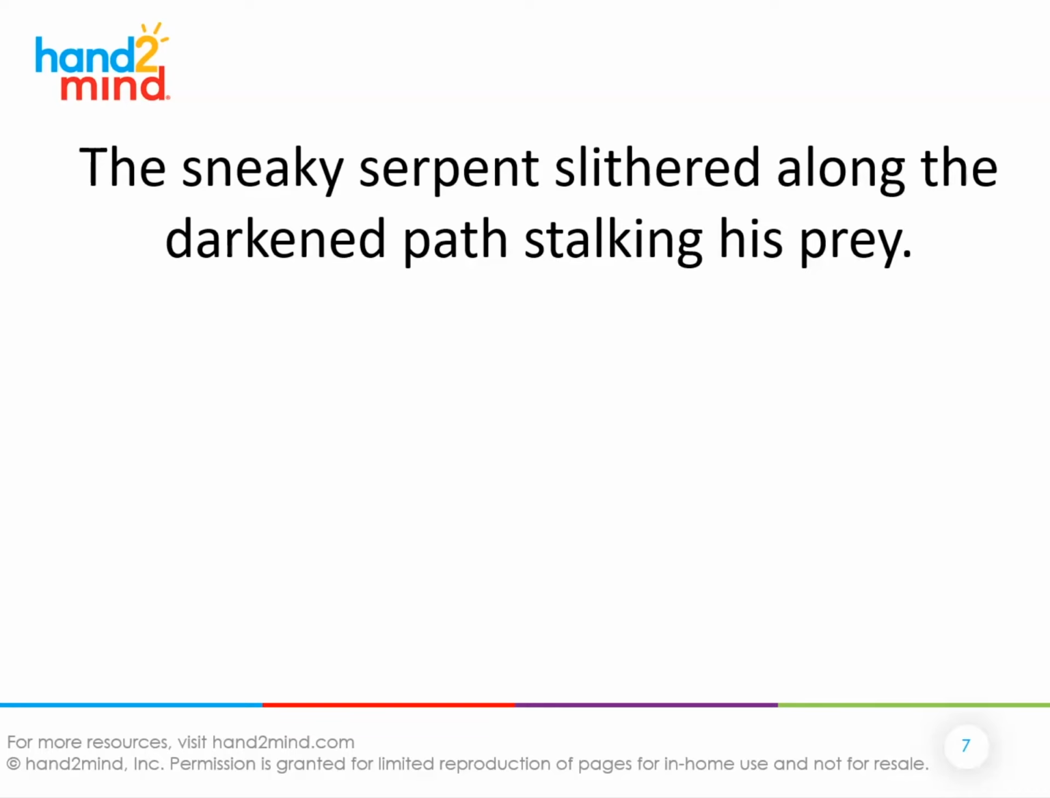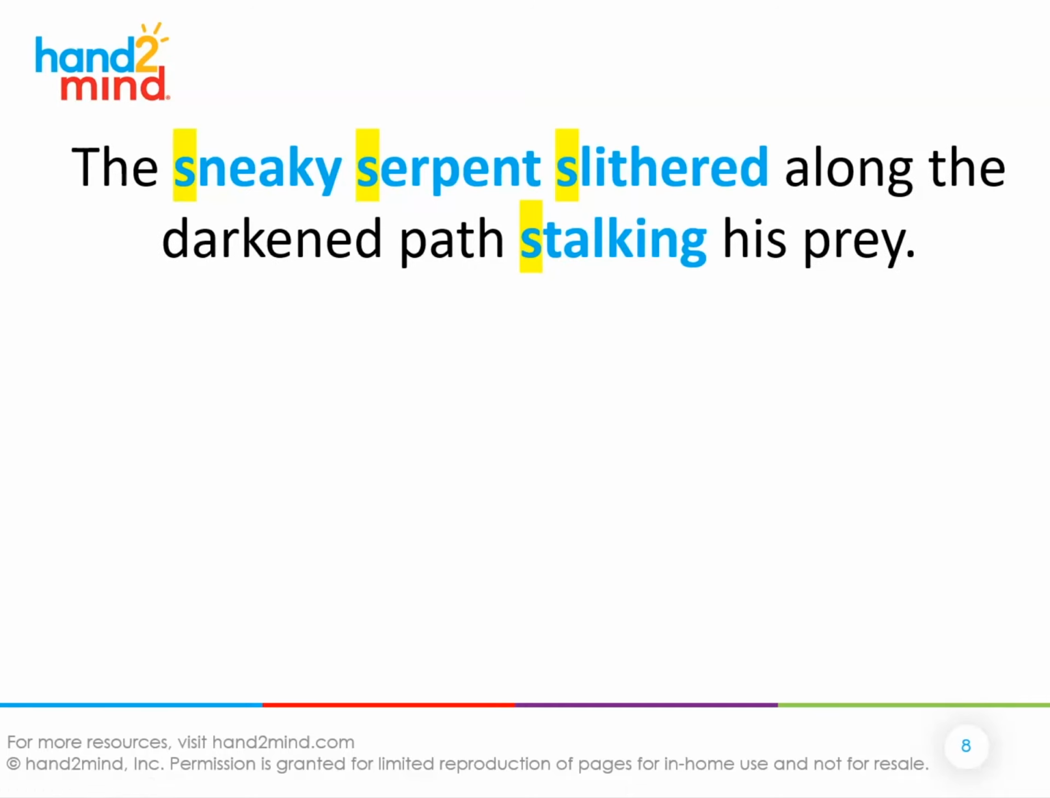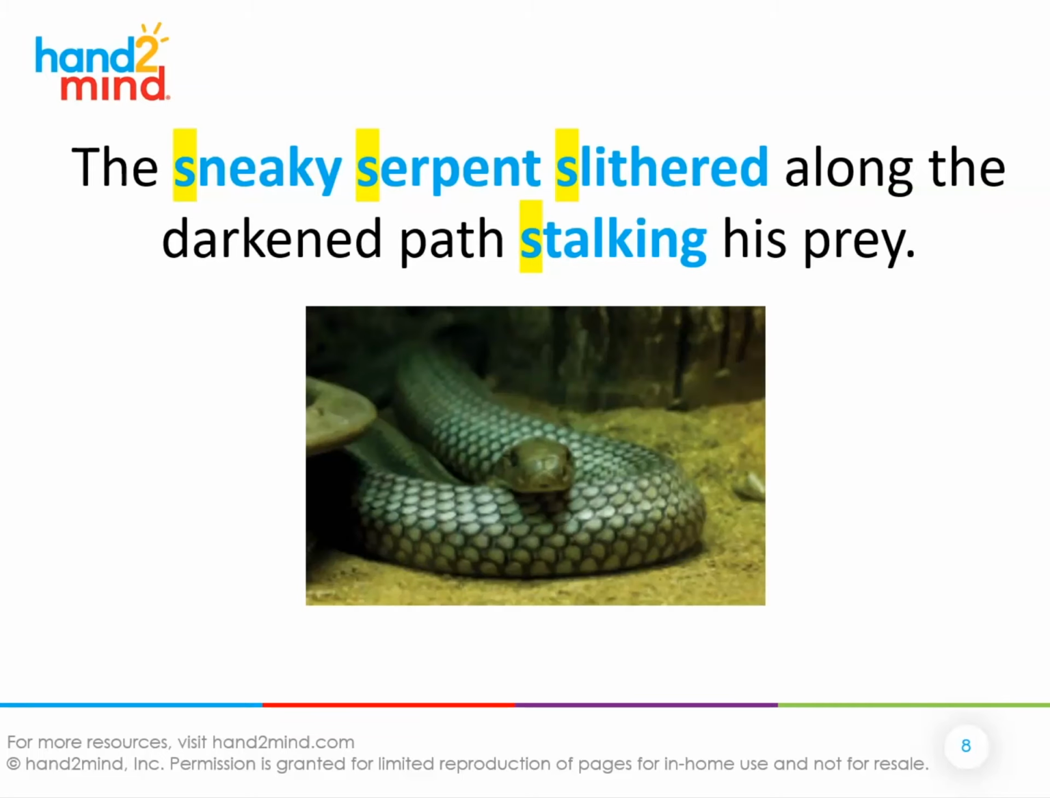In this sentence, I see the alliteration sneaky, serpent, slithered, and stalking. In all of these words, I hear the S sound made by the S. I have to slow down when I read those words. This helps me focus on the description that the author's giving of the snake. In my mind, it helps me think of a picture of this kind of sneaky, slithering snake that's just creeping along this path and trying to sneak up on its prey.